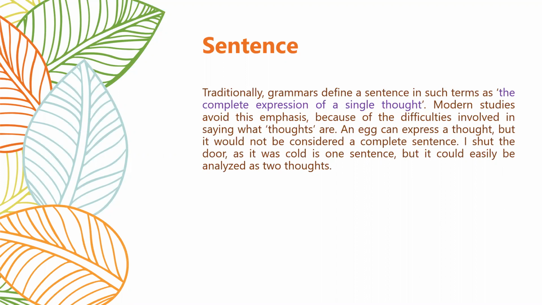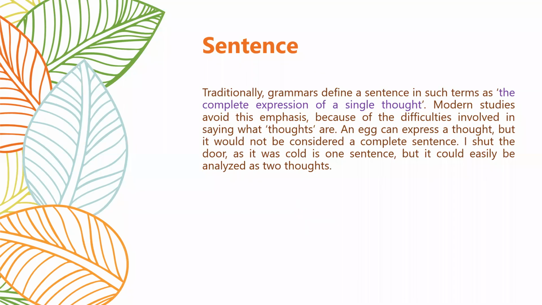There we saw that the complete expression of a single thought is the very traditional way of defining a sentence. But when we look at other kinds of sentences, like compound or complex sentences, we can have many thoughts in a single sentence. So in that case, shouldn't we call it a sentence? Because it has more than one or two thoughts.